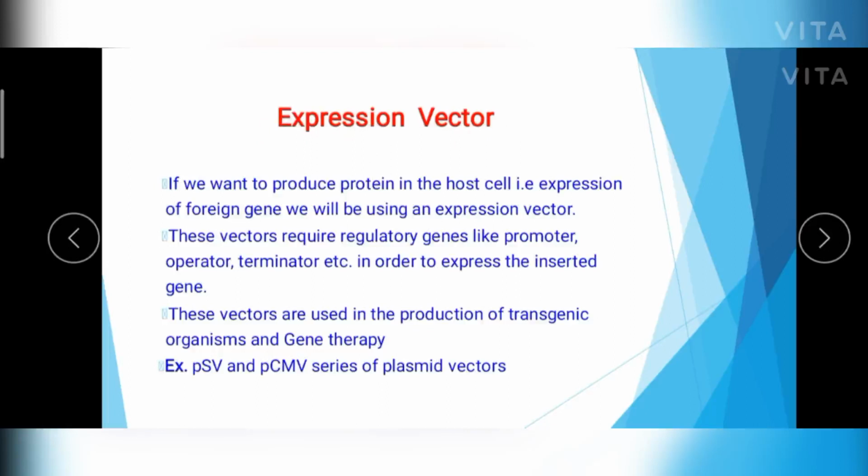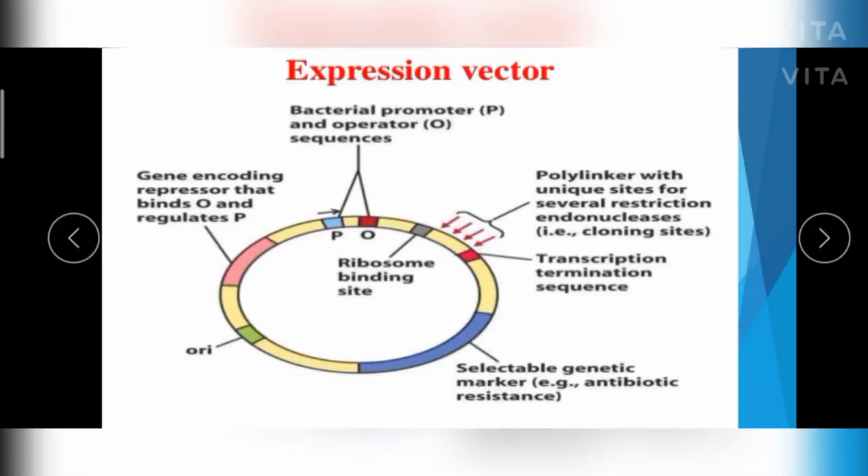So this one is used if our goal is to produce a protein in the host, or if you want to express a character in the host, then you will be selecting an expression vector. In order to express the desired gene, you require regulatory genes like the promoter, operator, terminator, and other genes which are required for the regulation and the expression of this desired gene.